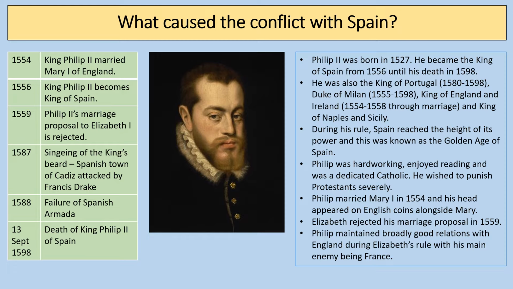He had various titles in his life. He was obviously the King of Spain, but also the King of Portugal from 1580 to 1598, the Duke of Milan, and the King of Naples and Sicily. So a very powerful person. He was very much the most powerful person in Europe during this time. There's absolutely no doubt about that.